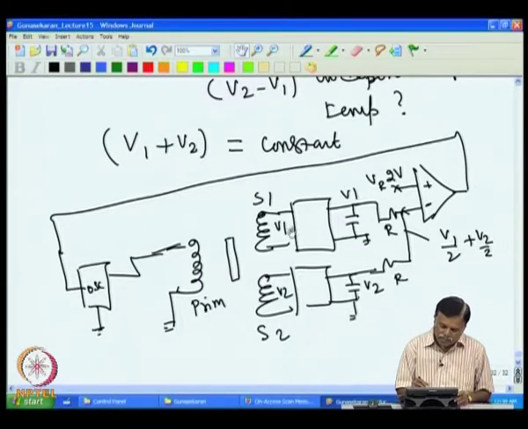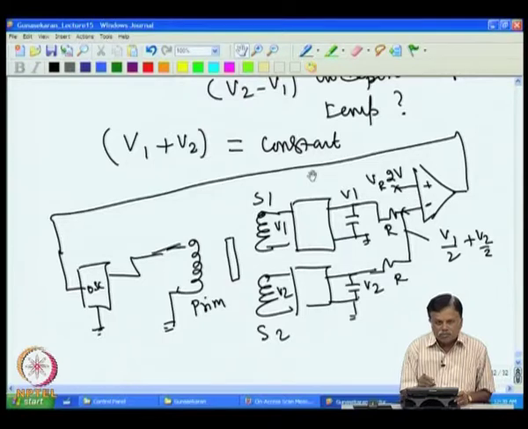That means even if temperature changes and the resistance increases, this voltage will decrease, this also will decrease. That will make this voltage go high, and the oscillator voltage will increase to compensate for the loss that took place on the resistance. So by this action, V1 plus V2 will always be constant. So this is how the loop is maintained.